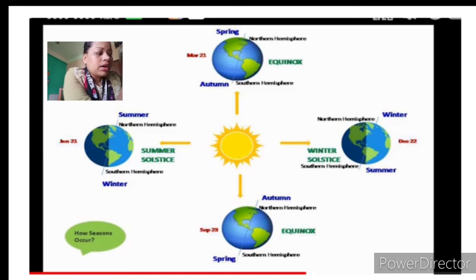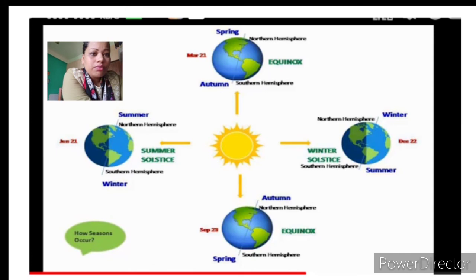The reverse happens in the northern hemisphere. When there is summer in the northern hemisphere, there is winter in the southern hemisphere. When there is winter in the southern hemisphere, it becomes summer in the northern hemisphere. So it's reversed, and this particular day occurs on 22nd of December.